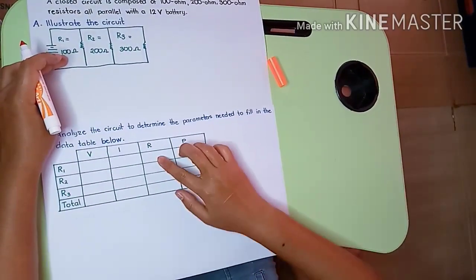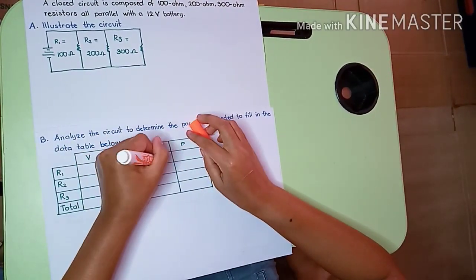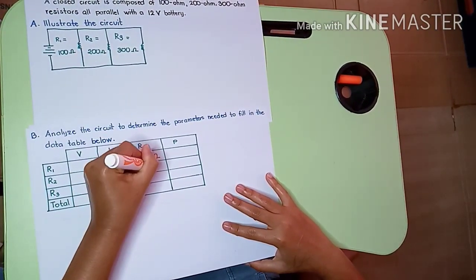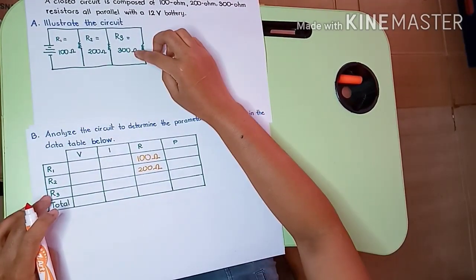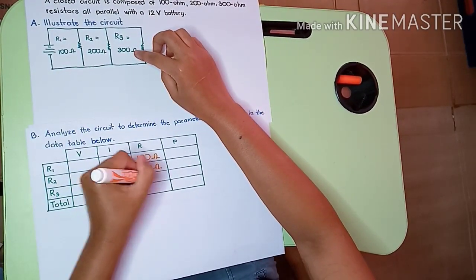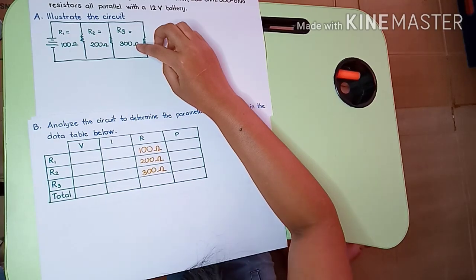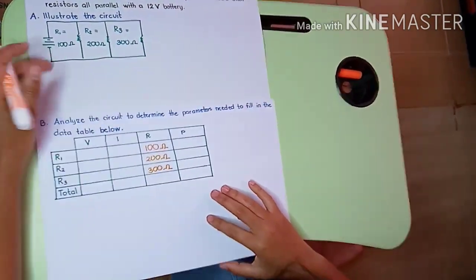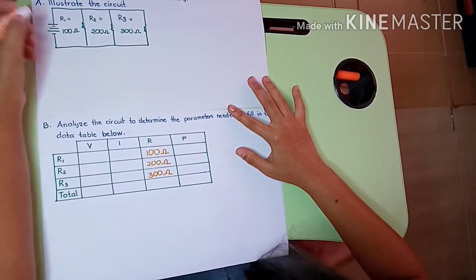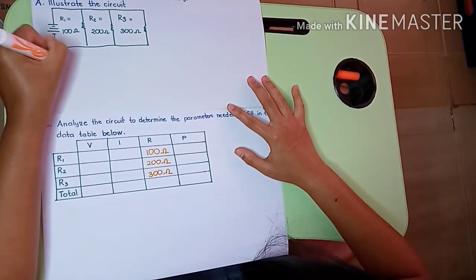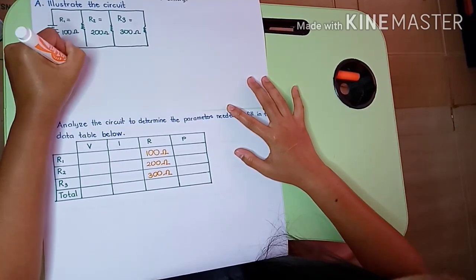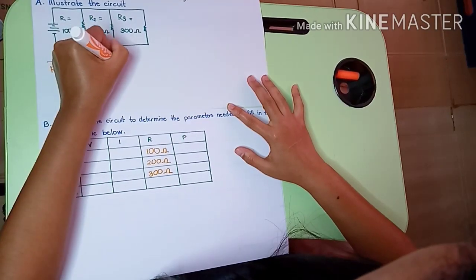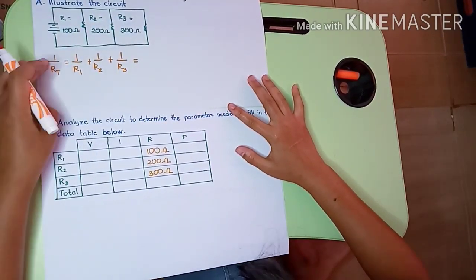Now we will fill in the table. R1 is equal to 100 ohms, R2 is 200 ohms, R3 is 300 ohms. Now, to find the total resistance, we will use this formula: 1 over total resistance is equal to 1 over resistance 1 plus 1 over resistance 2 plus 1 over resistance 3.